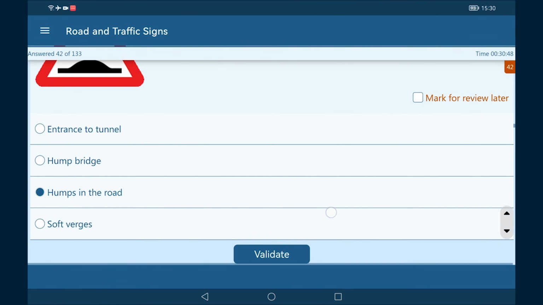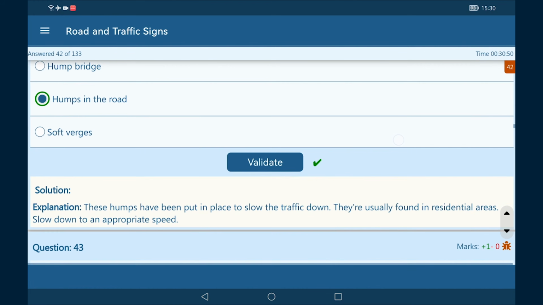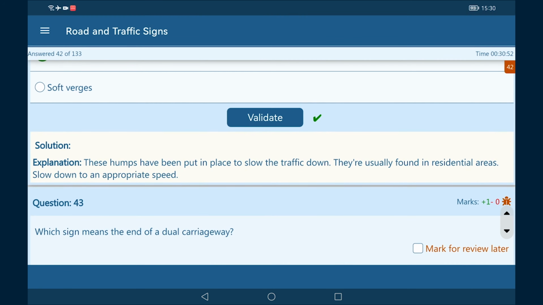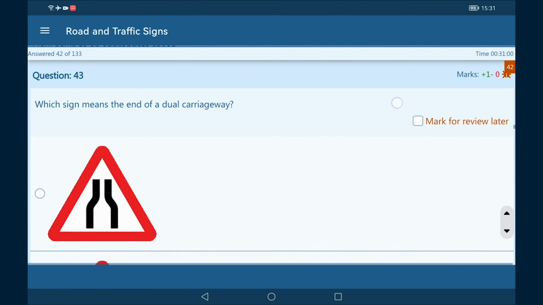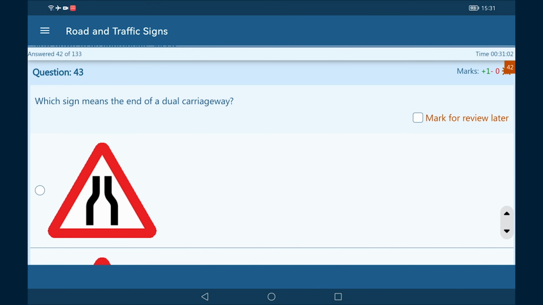Explanation. These humps have been put in place to slow the traffic down. They're usually found in residential areas. Slow down to an appropriate speed. Question 43. Which sign means the end of a dual carriageway?